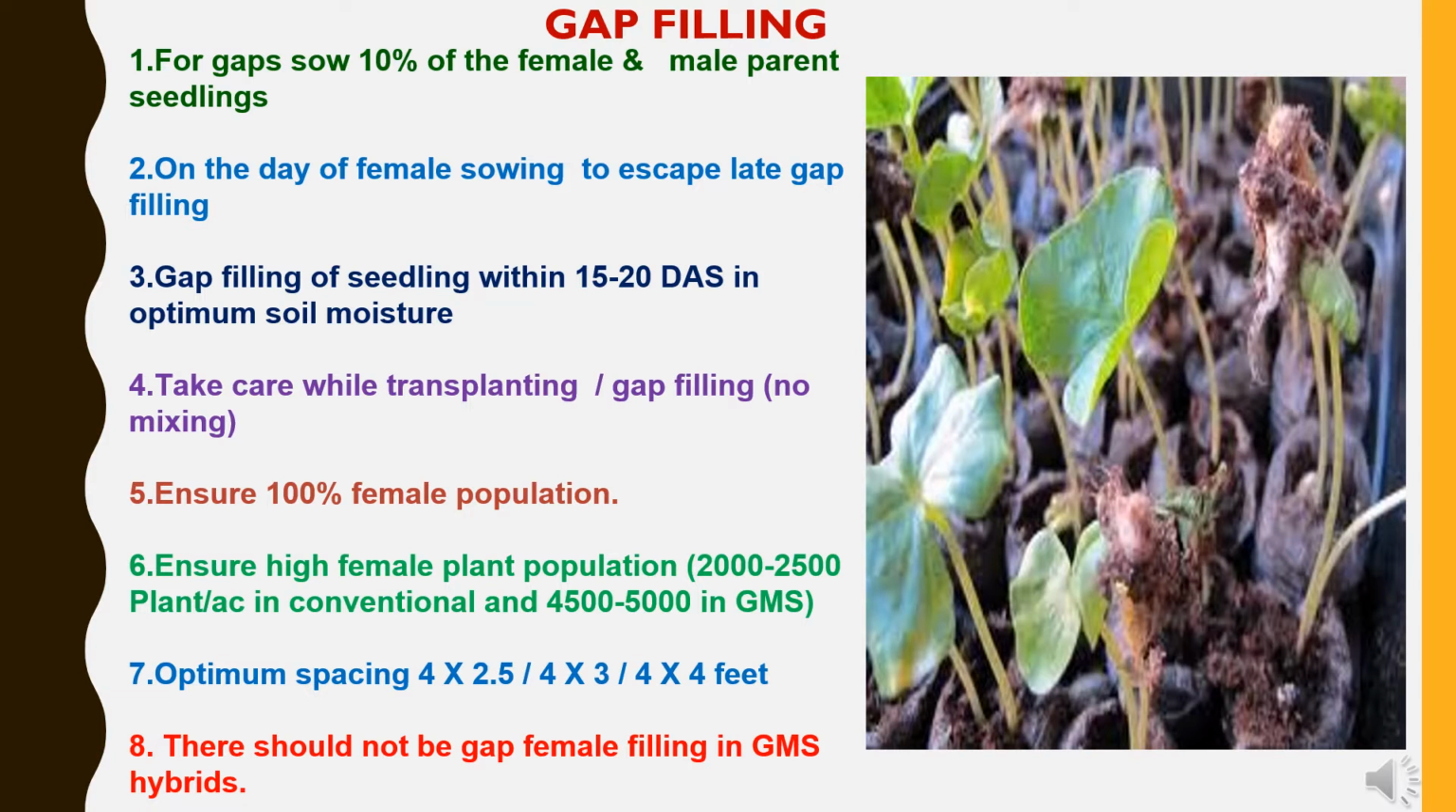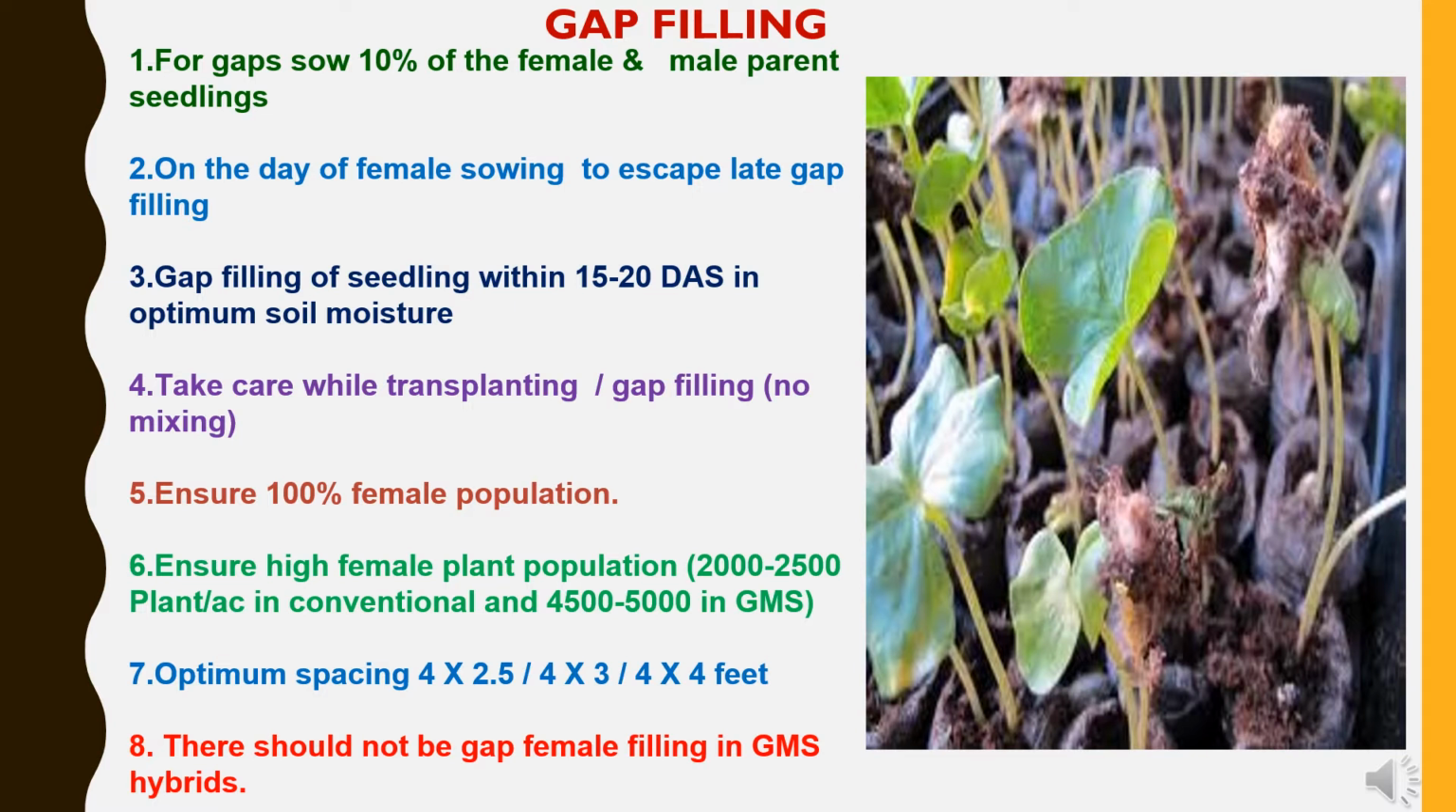We have to ensure 100% female population for high yields, and ensure a high female plant population of 2000 to 2500 plants per acre in case of conventional hybrid seed production, and 4500 to 5000 plants in the GMS production system. The optimum spacing can be 4 by 2.5 feet, or 4 by 3, or 4 by 4 feet, depending on the parent's nature.